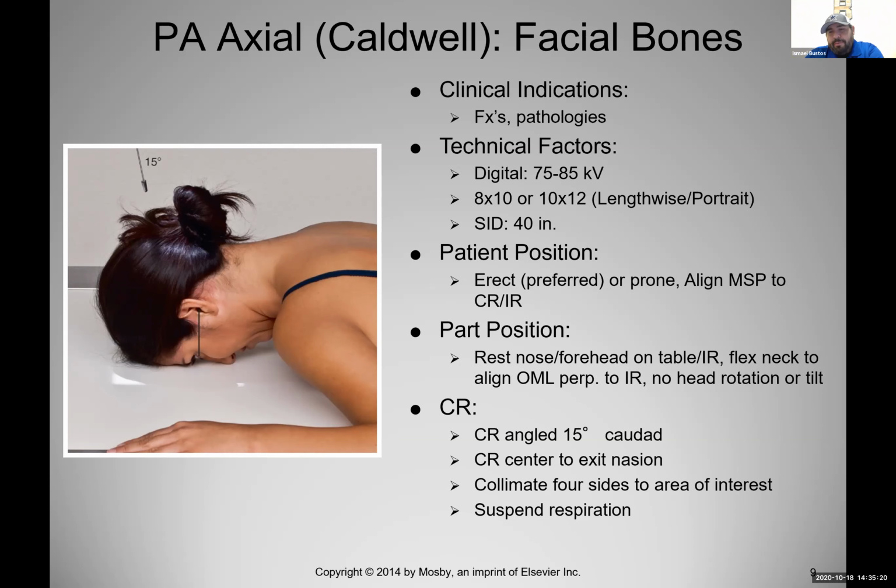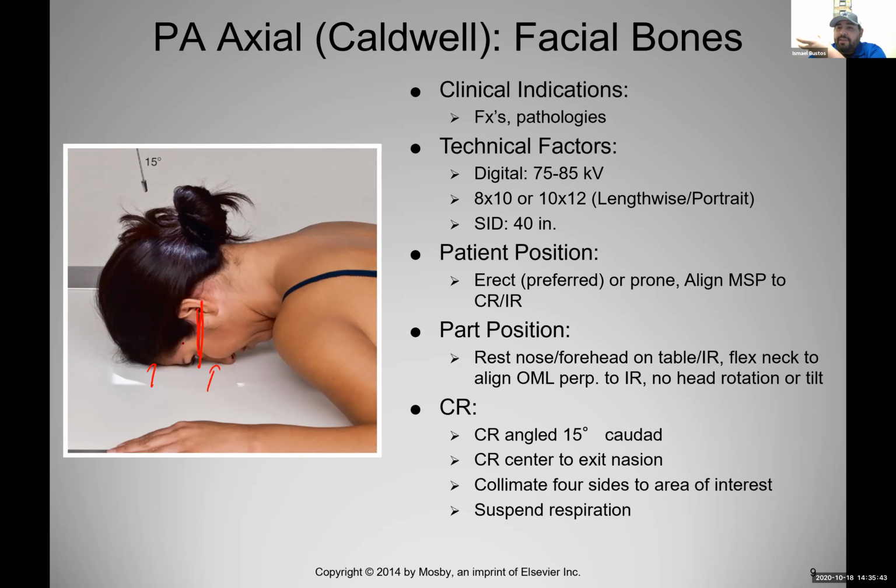Erect, again, is preferred because if there is any air fluid levels, we need to see that. Now, when you position the patient for all PA projections of the skull, of the head, it doesn't matter what it is, you're always going to put the nose and forehead on the table, or the image receptor, because when you do that, it helps to place the OML perpendicular to the image receptor. So again, forehead, nose on the image receptor, get that OML perpendicular, okay?